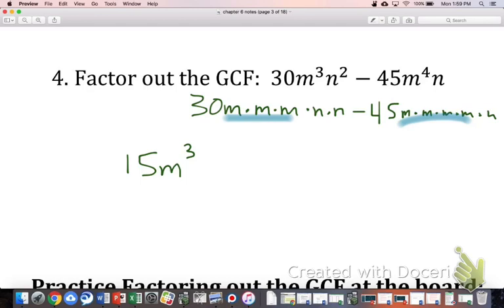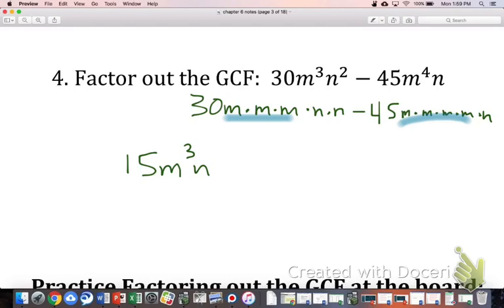Now look at the n's. The first one has 2, and the second one has 1. It can only have 1 in common. So what's in common? One of them has an extra, but they both have 1. Both have at least 1. And so the last part of your GCF would be n. So 15m cubed n, that's your GCF.